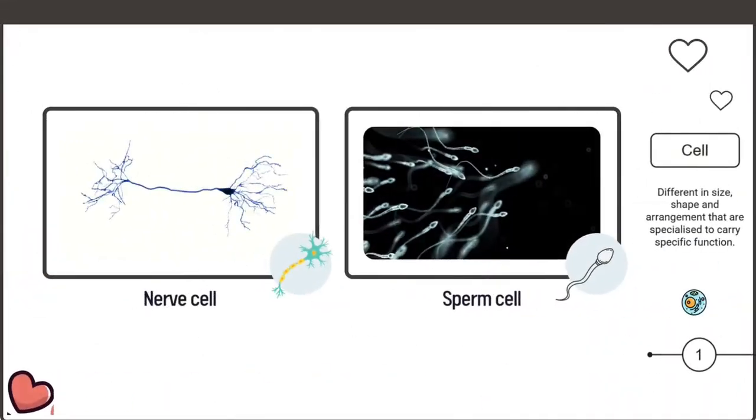Lastly, we have two different kinds of cells which both play very important roles in our body. Nerve cells are also known as neurons. They are long and thin in shape and they send nerve impulses to our brains. Next, sperm cells have a long tail to enable them to swim towards the ovum in the fallopian tube. The head carries a set of chromosomes from the male.